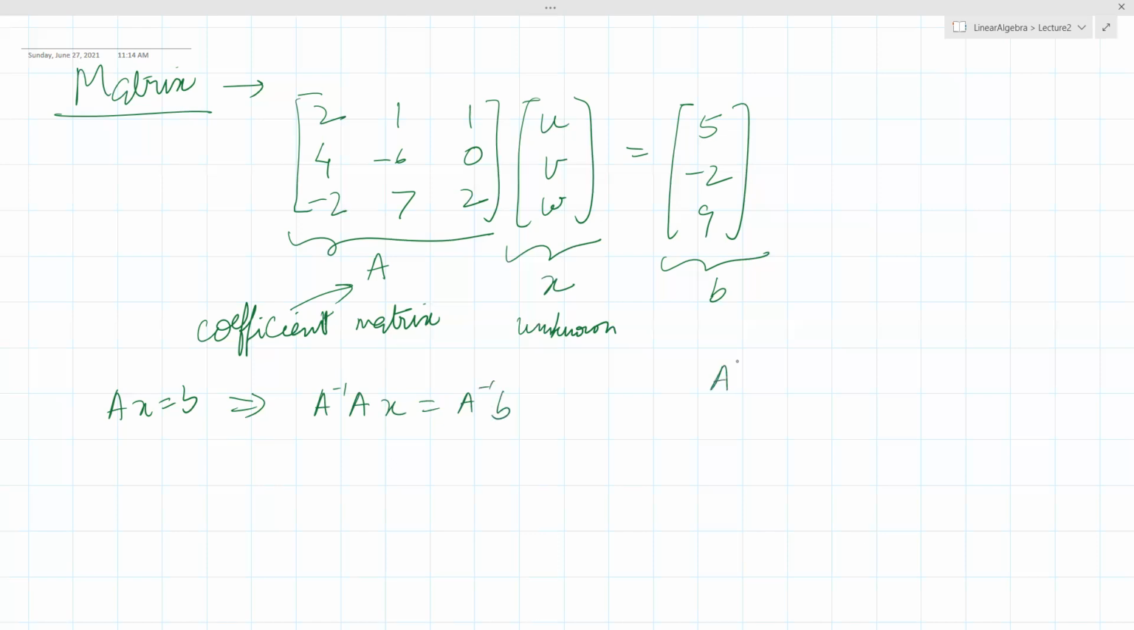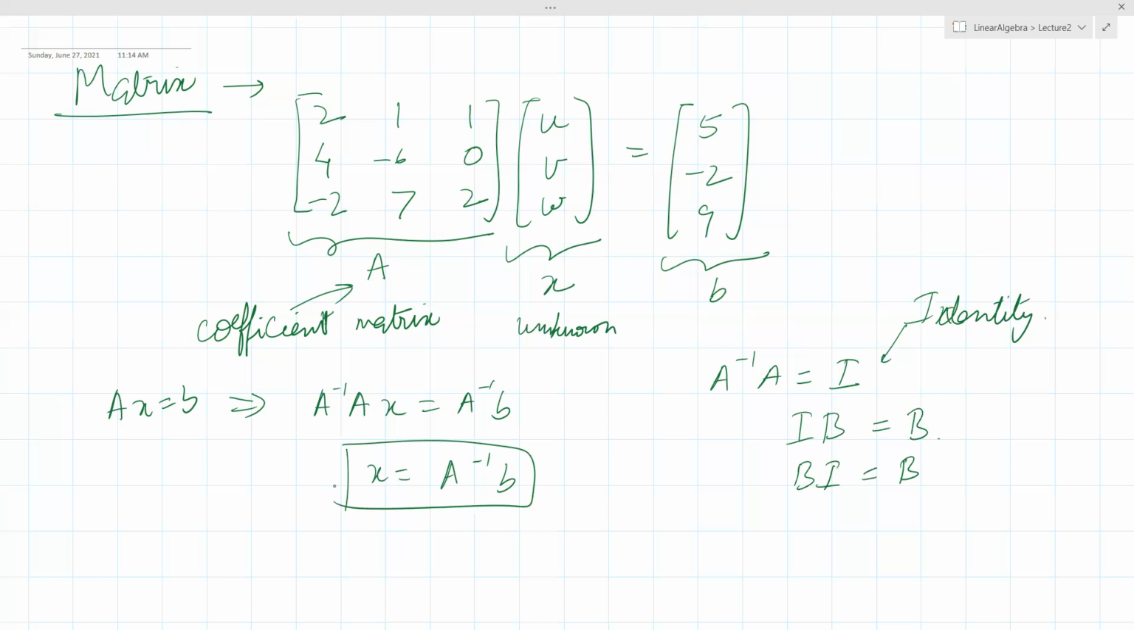We know by definition that A inverse A is equal to identity. And the definition of the identity matrix is that I into any matrix B is equal to B, or B into I is equal to B. So the left hand side is going to become x, and x is equal to A inverse B.